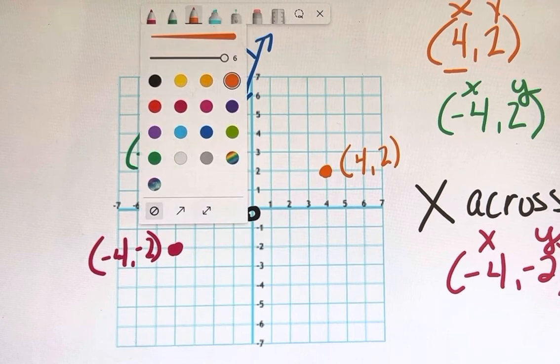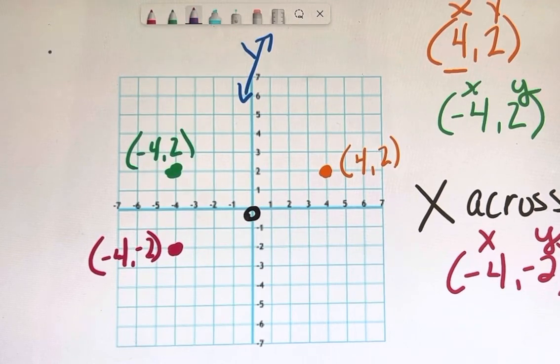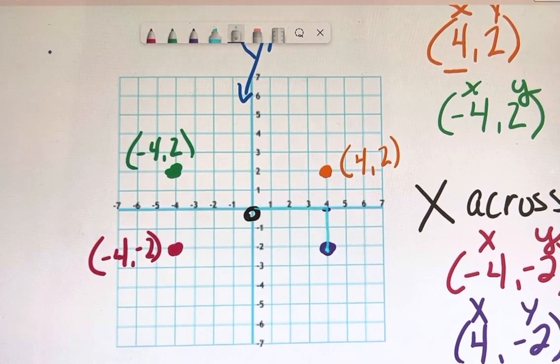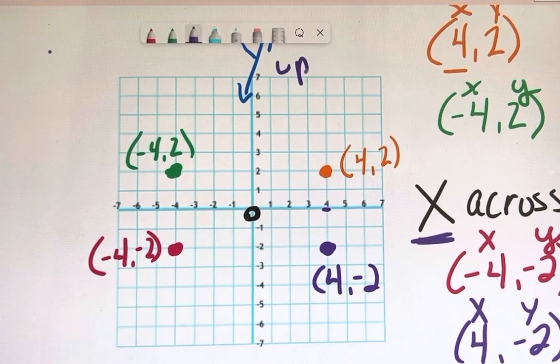And then the last one, let's do it in purple. The last one is going to be +4, -2. So the +4 is my x, so I'm going to go across to +4 right here. And then my y is -2, so I'm going to go down 2. I'm going to graph that point right here. And you can see that you went over to +4 and then down 2 where they meet. That's where the point is going to be. And so this is 4, -2. So the x goes across and the y goes up or down.